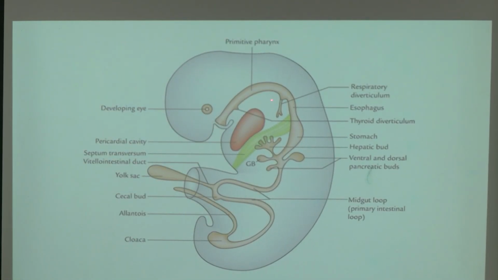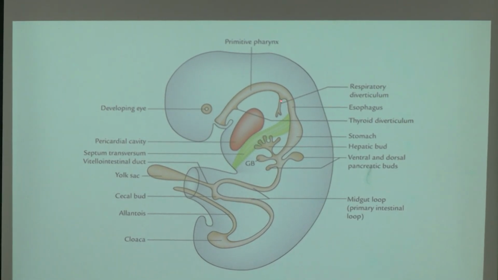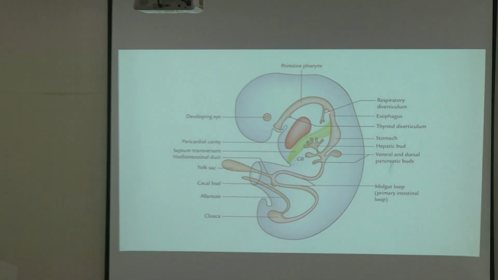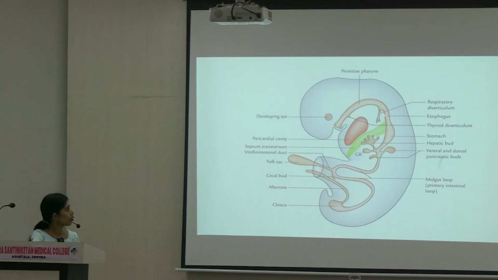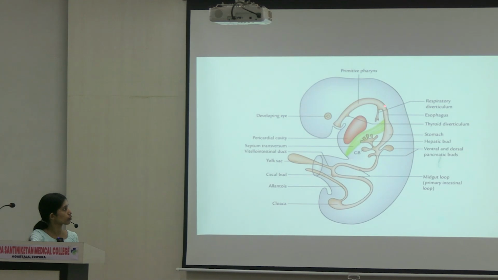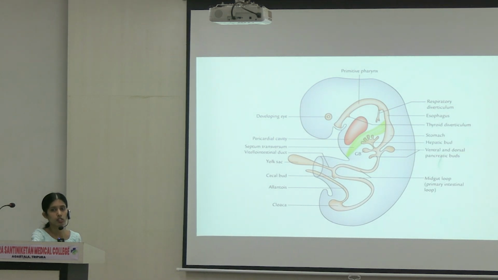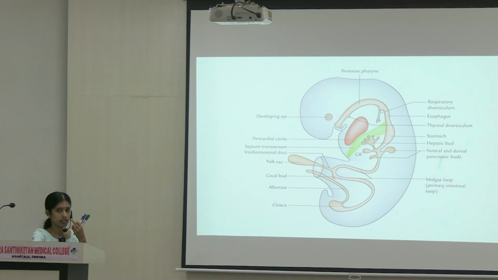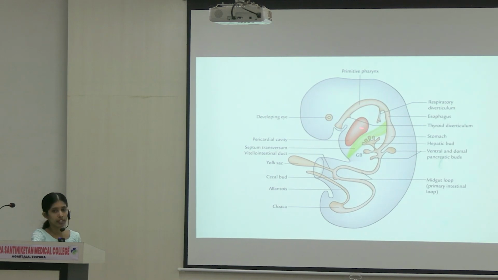So here you can see a bud that is called lung bud, which is also known as respiratory diverticulum. Okay, so this respiratory diverticulum will divide your foregut into two parts. One is going to develop as a stomach, and the part which is present in front of the respiratory diverticulum is the primitive pharynx. Okay, we all know your esophagus and trachea are present at the region of your primitive pharynx.